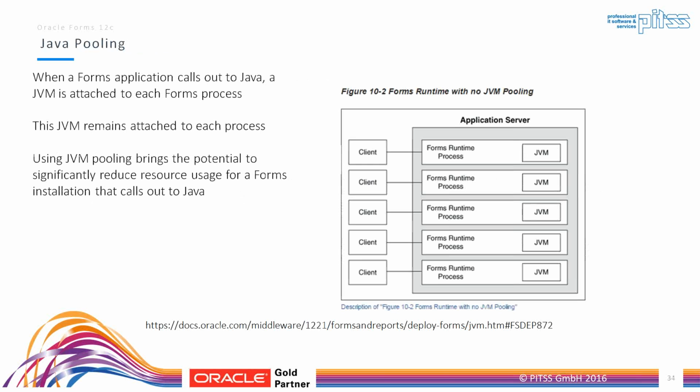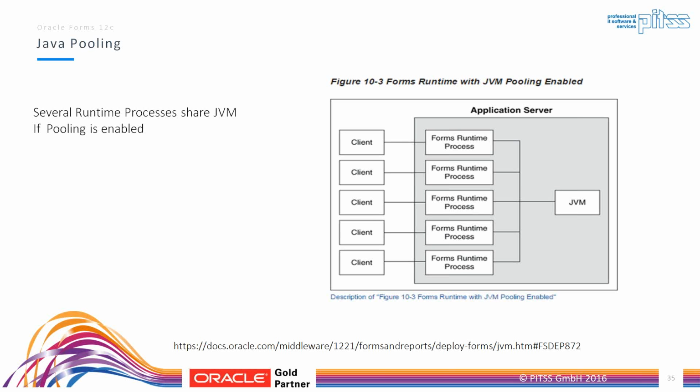Here you can see what we heard before. When a Forms application calls out to Java, a JVM is attached to each form process. We see here every client calls a Forms runtime, and every Forms runtime has its own JVM. And so here you see the behavior if Java pooling is disabled. So the JVM remains attached to each process. But using JVM pooling brings the potential to significantly reduce resource usage for a Forms installation to call out to Java. So that's pretty easy to understand.